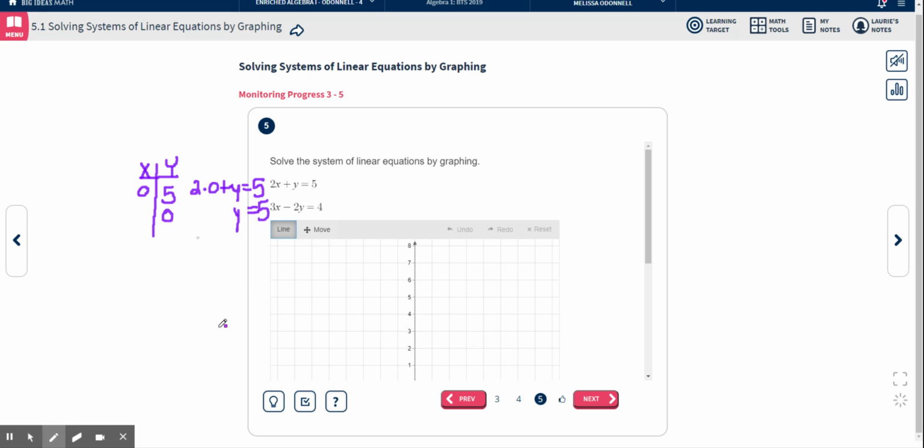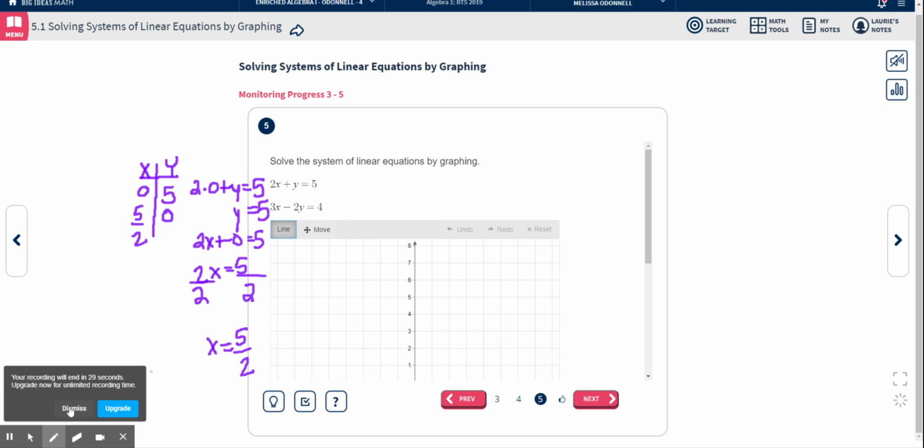Uh-oh, it's thinking. I wrote a whole bunch of stuff. I didn't wait for it. x is going to equal 5 halves. If it ever shows up on my screen. So not the easiest point to plot, 5 halves. Okay, there we go.